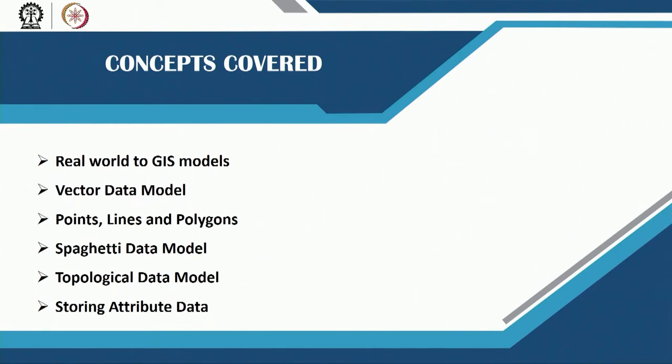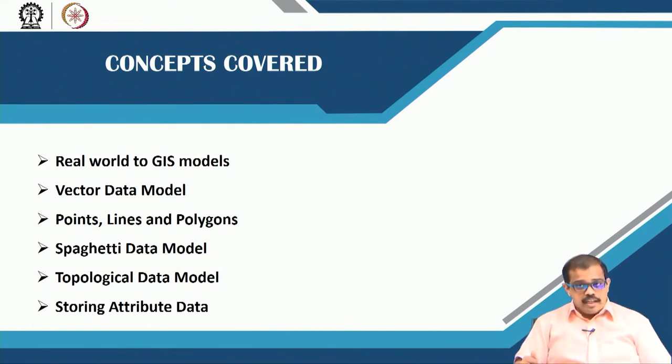So, when you are looking at this, the first kind of data model representation that you can find is nothing but a vector data model. In today's class, you will understand what a vector data model is and how it is represented. As I previously said, a vector data model is normally represented by point, line and polygon. What are the different ways of storing a point, line and a polygon? You have well known data models like the spaghetti data model, and the other one is the topological data model. Spaghetti is a very simple data model, whereas topology is quite complex. So, we look at both of these data models.